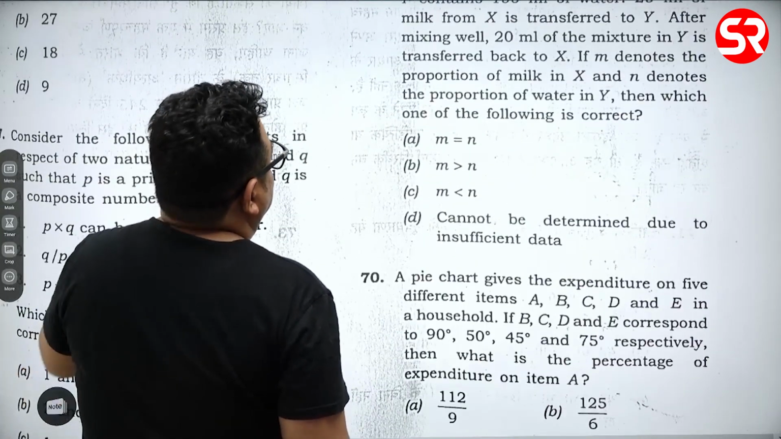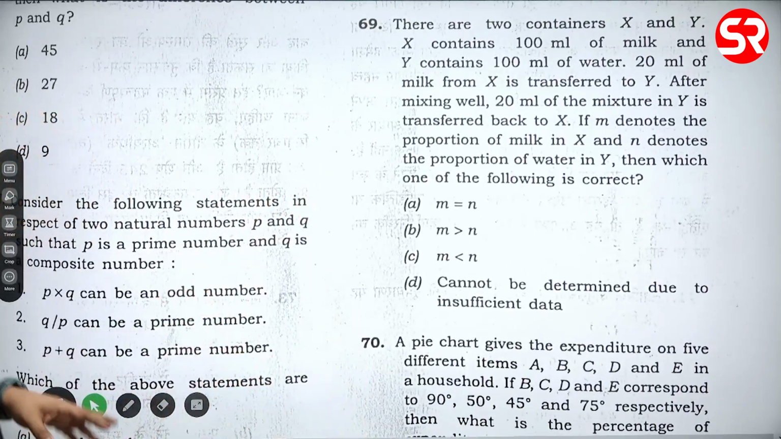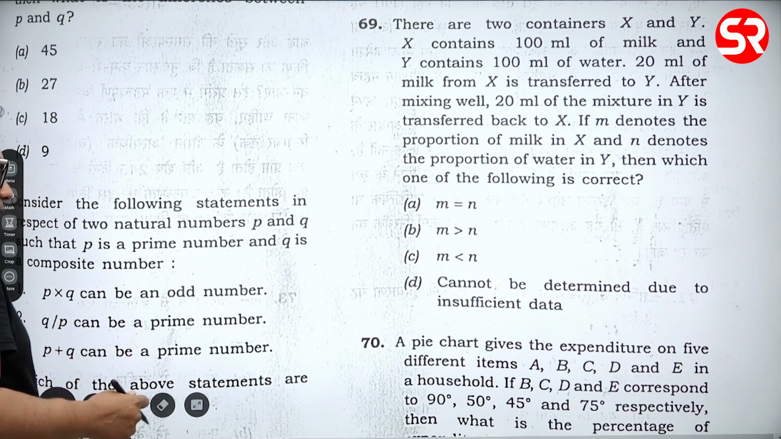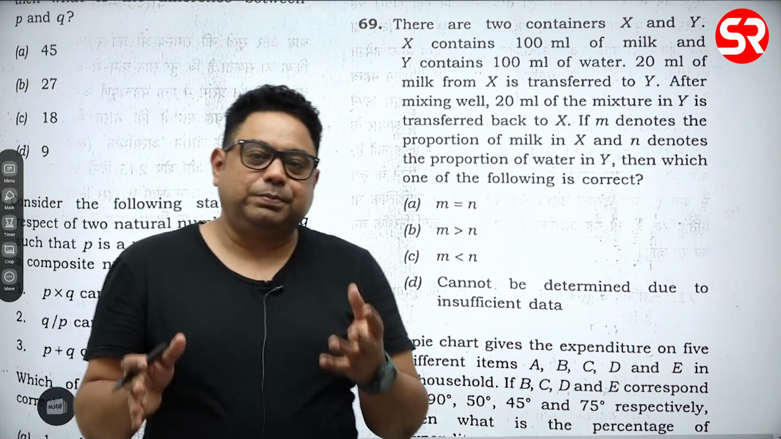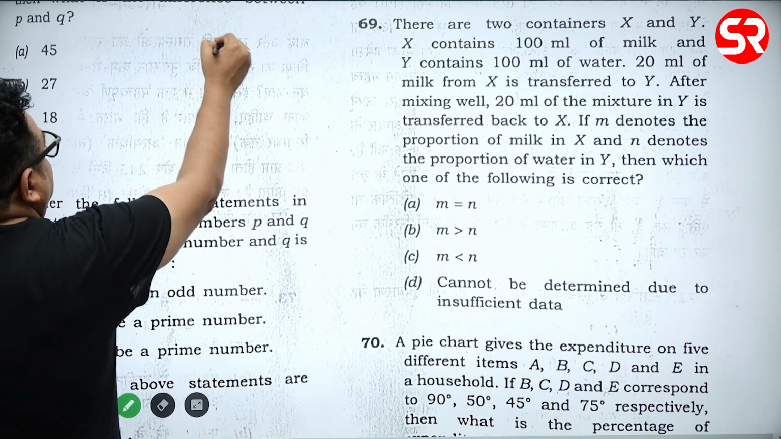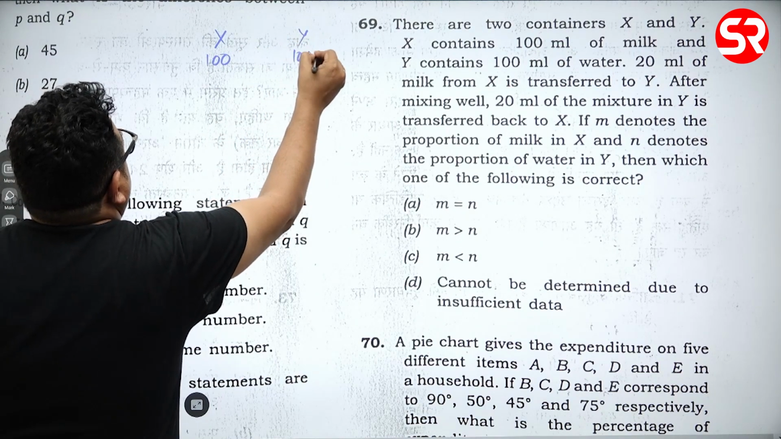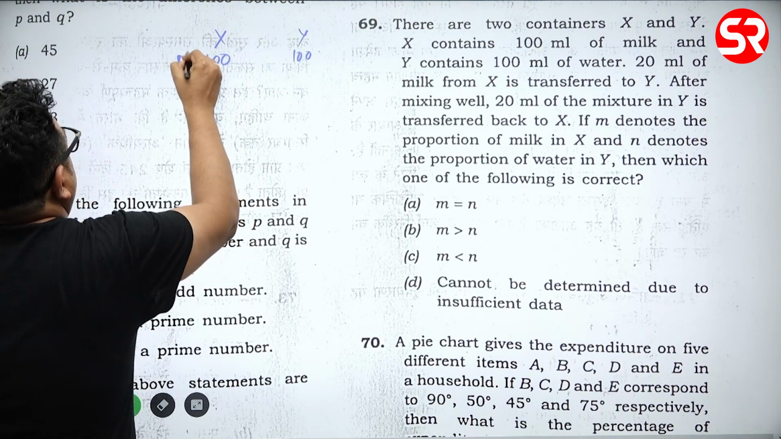Question 70 is done. Yo, this is tough. Not tough, but I like this question. I really like this question. He says there are two containers X and Y. Again, ratios, proportions, we have discussed at length. So this is X, 100 ml, Y, 100 ml. This is milk. This is water.